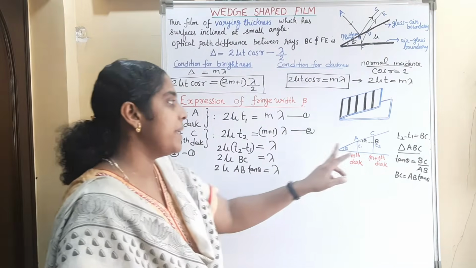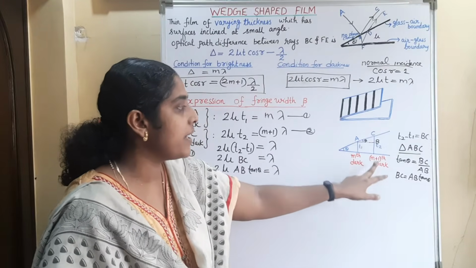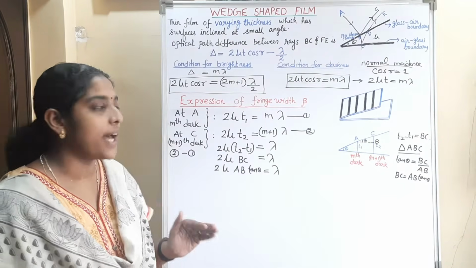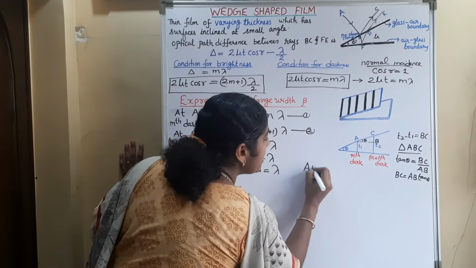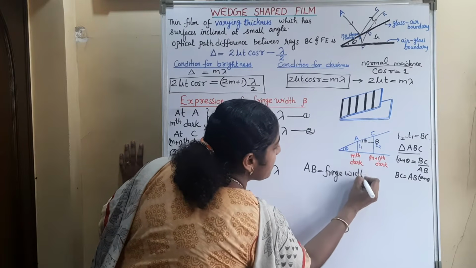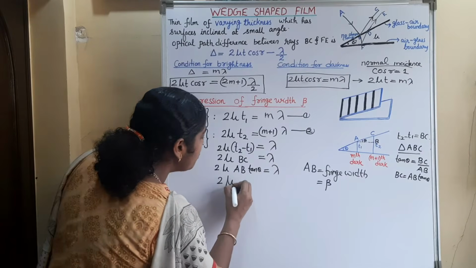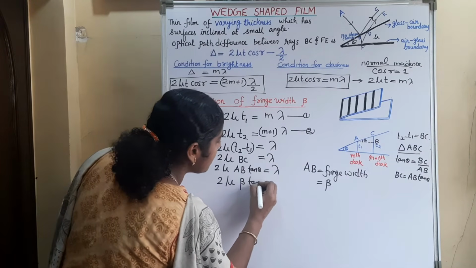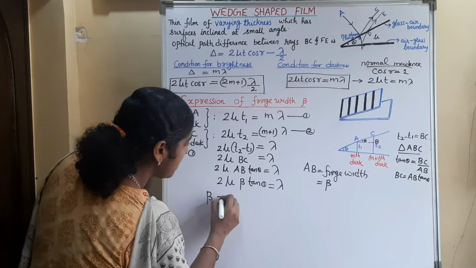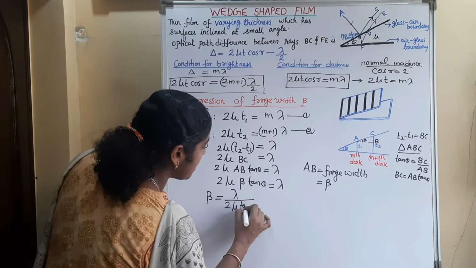Now what is this AB? AB is the distance between the m plus 1th dark band and the mth dark band, that is, the distance between two consecutive dark bands. So this AB is known as fringe width, which we can represent by the letter beta. So that means 2 mu beta tan theta is equal to lambda, or we can say that beta is equal to lambda by 2 mu tan theta.